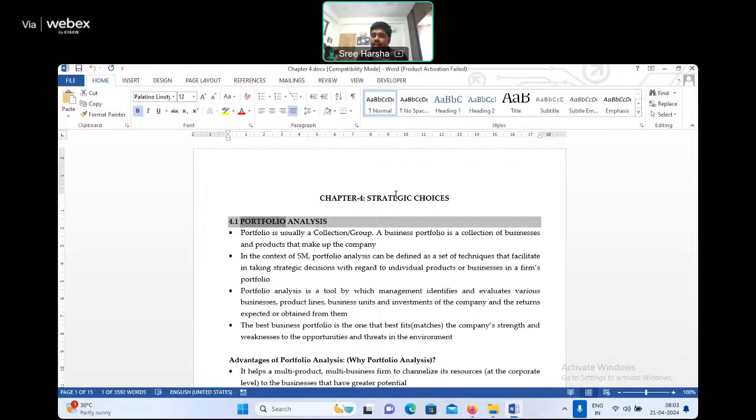So in that particular way, the first part of the chapter focuses on analyzing entities which are in multiple businesses. Portfolio is nothing but a collection or a group. It discusses a business organization which is operating in multiple divisions.